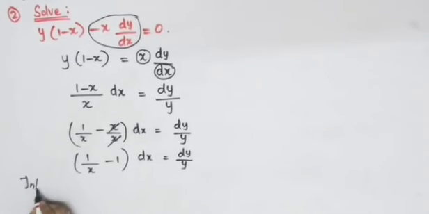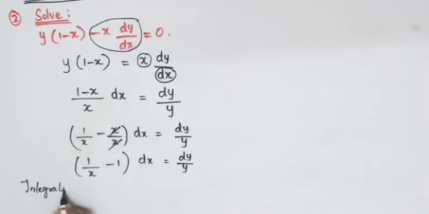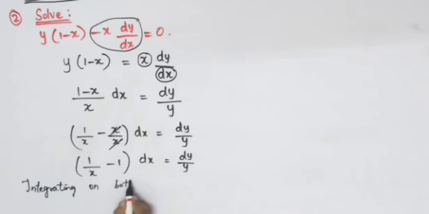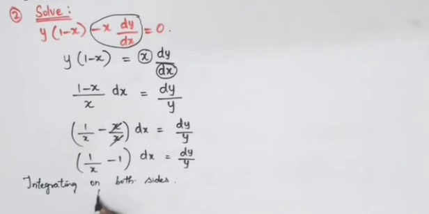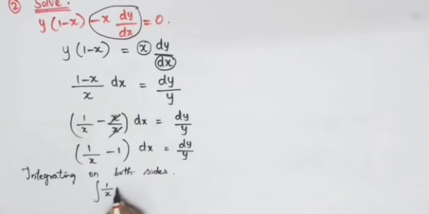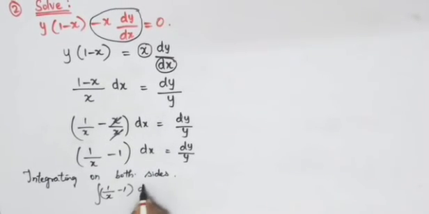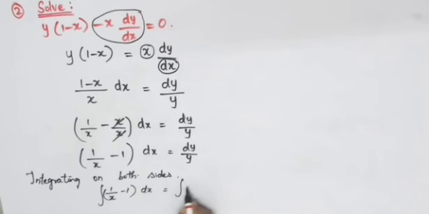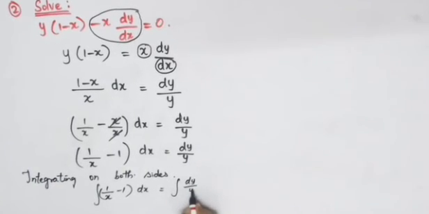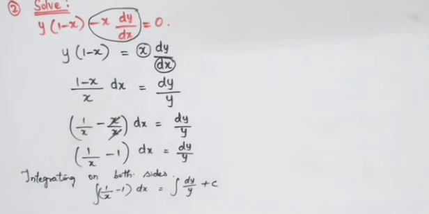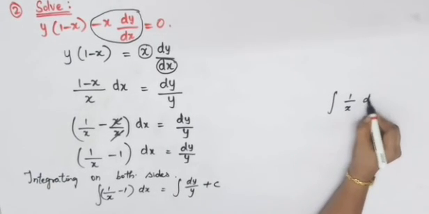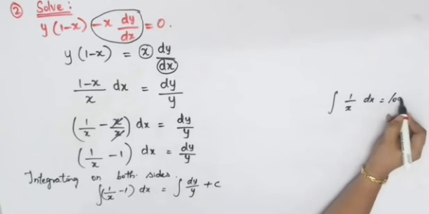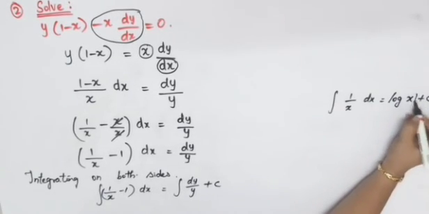So integrating on both sides, we get the integral of (1/x − 1) dx equals the integral of dy/y plus c. So the integral formulas: the integral of 1/x dx is equal to log x + c.